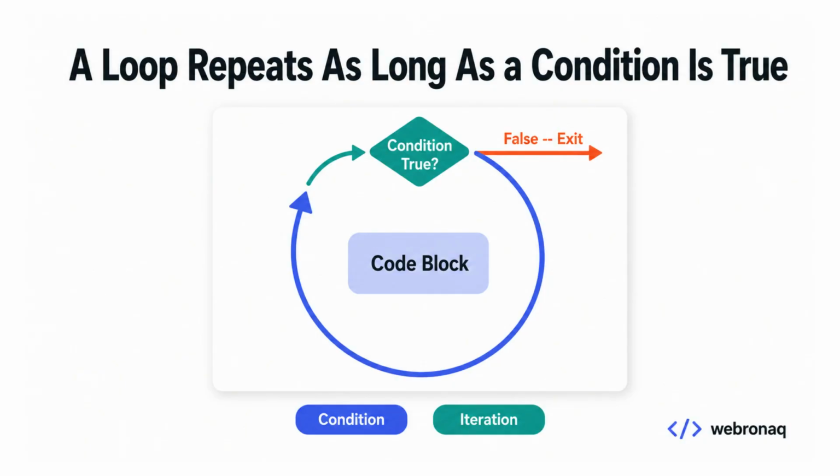Each time the loop runs that code block, we call it one iteration. So if a loop runs 5 times, that is 5 iterations. The condition is the gatekeeper. It decides whether another iteration happens, or whether the loop ends. Every loop, no matter how complex, is built on this same idea. Check a condition, run the block, repeat. Now let's look at the first and most common type of loop you will write.